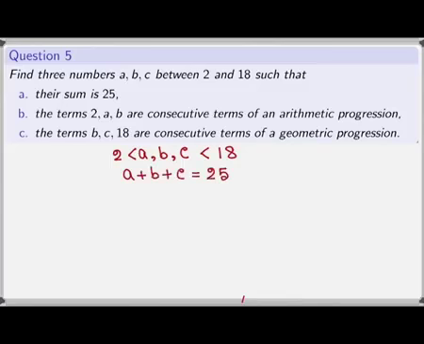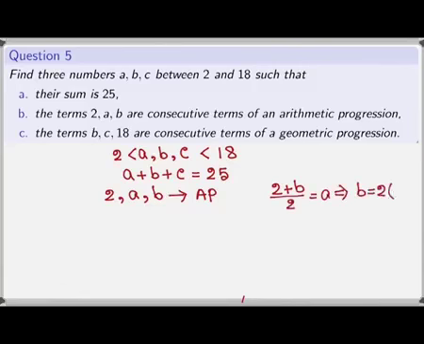Our third condition is 2, a and b are consecutive terms of an arithmetic progression. So from here we can conclude that (2 plus b) divided by 2 is equal to a. That means b is equal to 2 into a minus 1. Our last condition is b, c and 18 are consecutive terms of a geometric progression. So from here we can conclude that 18b is equal to c square.